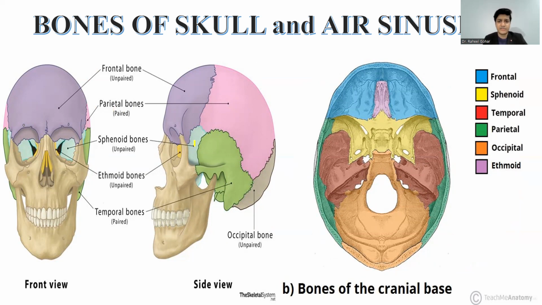This is the greater wing of the sphenoid. This one is the temporal bone. This is the occipital bone. And again, in the base of the skull, we have already discussed all these bones.